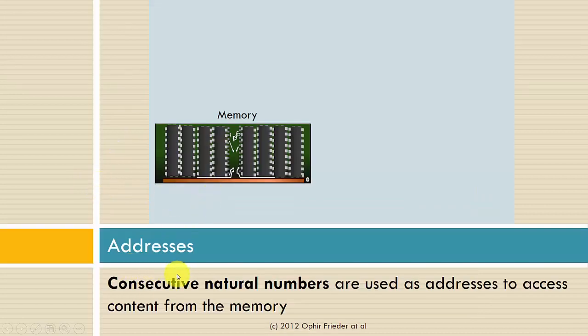Next, we're going to talk about addresses. As it says, consecutive natural numbers are used as addresses to access contents from the memory. So as information is being stored to memory, it has to have some way of being able to find it. Much like in our society, if a mailman is out delivering packages, they need a way of being able to find each individual house so they can give you the correct mail. So they use an address.